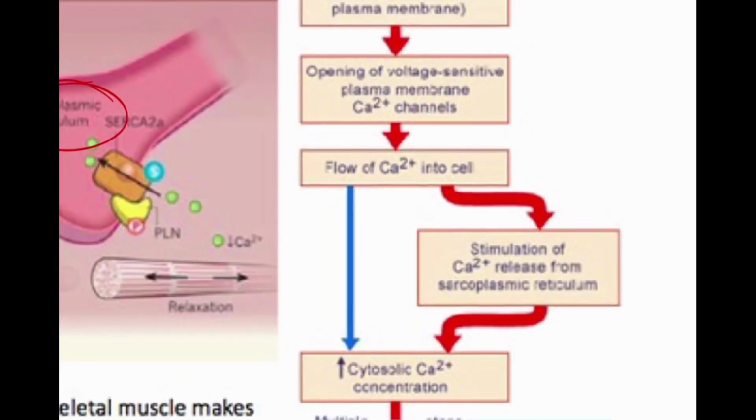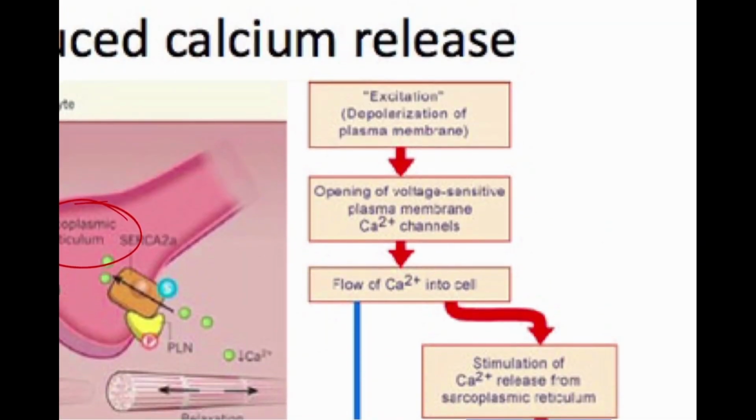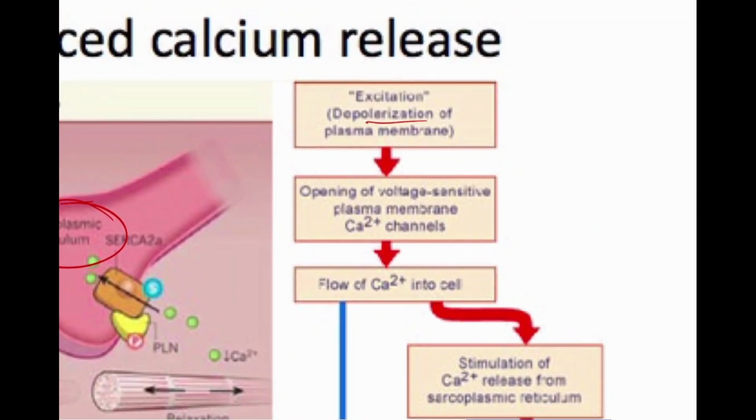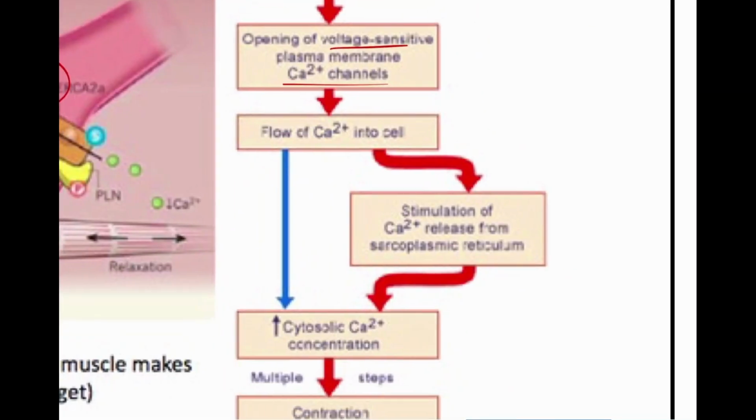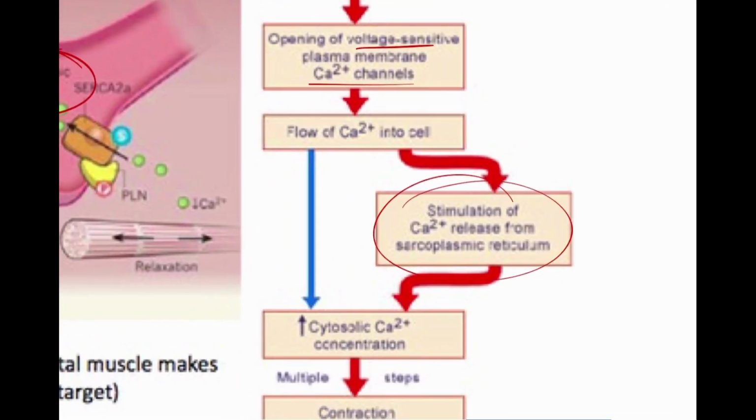And here's another way of looking at it as well. Excitation, or depolarization, occurs. Voltage-sensitive plasma membrane channels for calcium are there. They open up. Calcium comes in. It stimulates the SR to dump even more calcium out. And all this extra calcium provides the contraction and the squeeze.